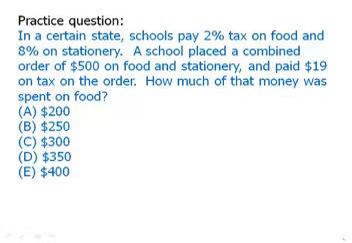Okay, this is a relatively easy practice question. In a certain state, schools pay 2% tax on food and 8% tax on stationery. The school placed a combined order of $500 on food and stationery and paid $19 in tax on the order. How much of that money was spent on food? So we could solve this. We could set up algebra and solve this. Instead of doing that, we're going to explore a backsolving approach.